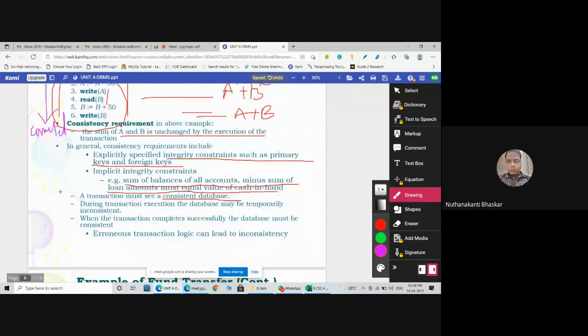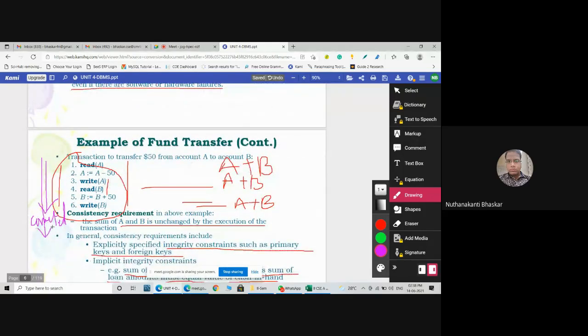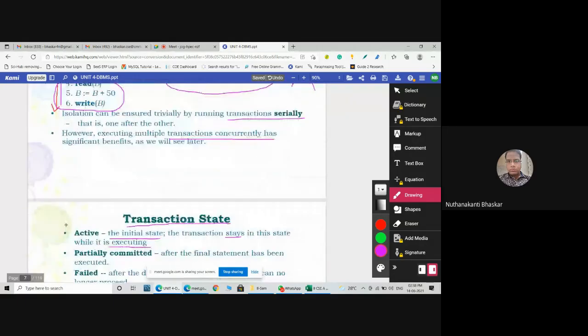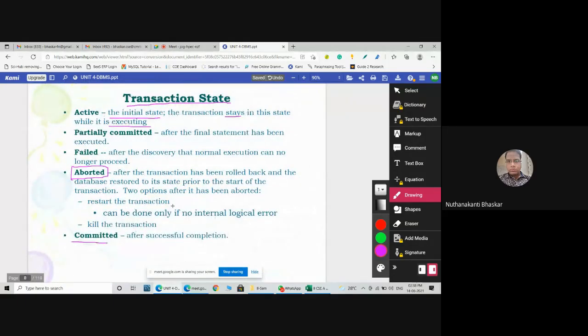If the transaction is executed successfully, all actions are performed successfully. All actions means, for example, you have taken your money from your account. That is a transaction executed successfully. That is committed. Transaction committed and transaction aborted: transaction aborted is nothing but the transaction executed unsuccessfully, and transaction committed is nothing but the transaction executed successfully. Clear? All of you clear?